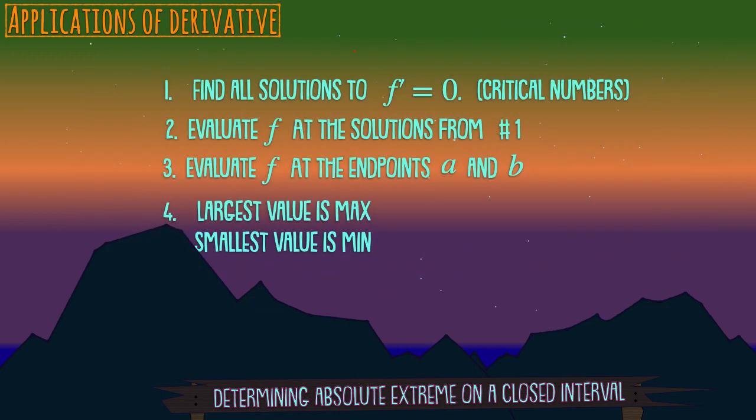So the way that we would find these, we did this in class, is we want to find all solutions to f prime equals 0. Remember, those are critical numbers. We're going to evaluate f at those critical numbers and then the endpoints. The largest value is going to be the max, the smallest value is going to be the min. The absolute max, absolute min.